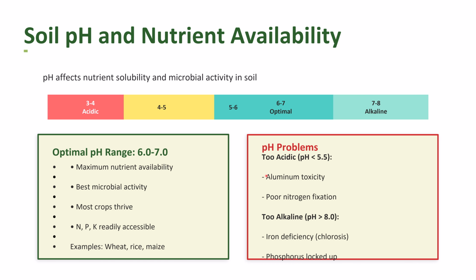Second is the danger zones. Too acidic, that is pH less than 5.5. This can lead to ammonium toxicity, which poisons the roots and stops nitrogen fixation from happening. Too alkaline, pH greater than 8.0. This locks up nutrients like iron and phosphorus. Even if the nutrients are in the soil, the plants can't grab them, leading to yellowing leaves, a condition called chlorosis. To keep a farm productive, maintaining this chemical balance is just as important as watering the crops.